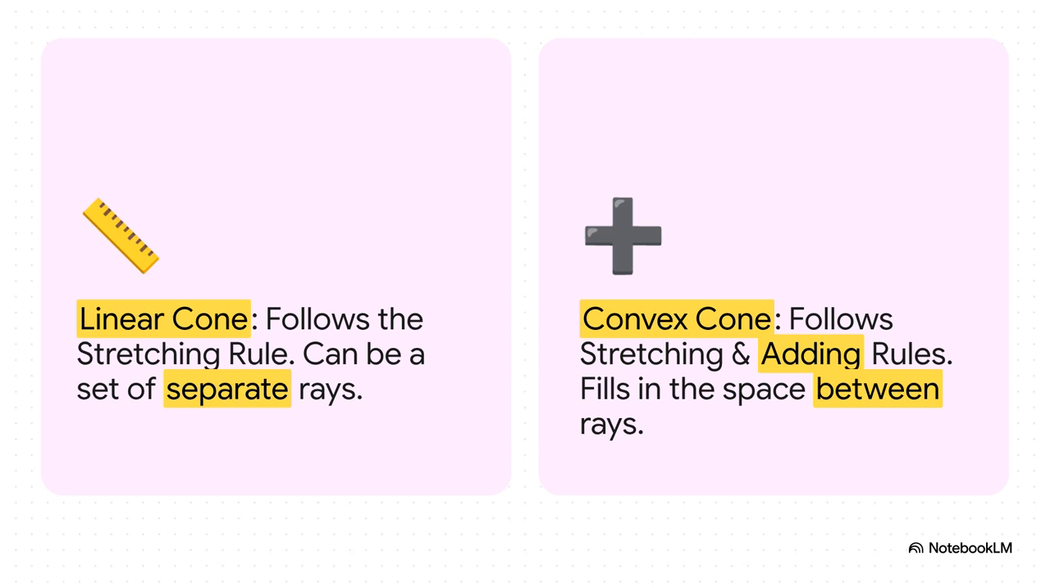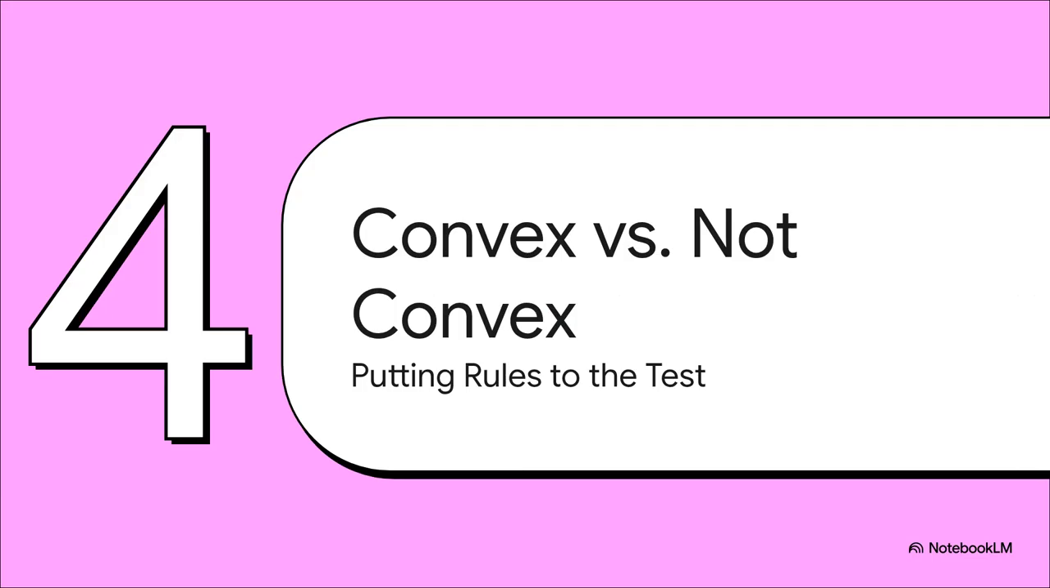But a convex cone has to follow the stretching rule and the new adding rule. And that adding rule is what does all the magic. It's what forces all the space between the rays to get filled in, creating one solid connected shape. All right, enough theory. I think it's time to actually see what this looks like. We're going to look at a couple of examples straight from the source material that will put these two rules to the test and make this whole distinction crystal clear.